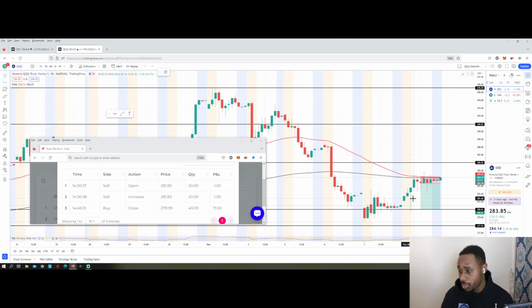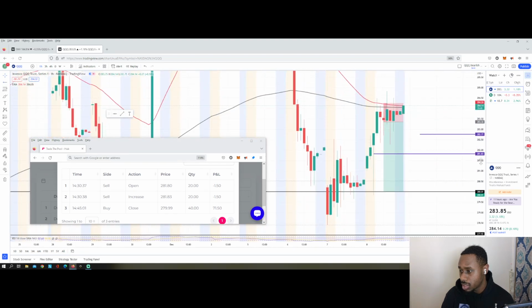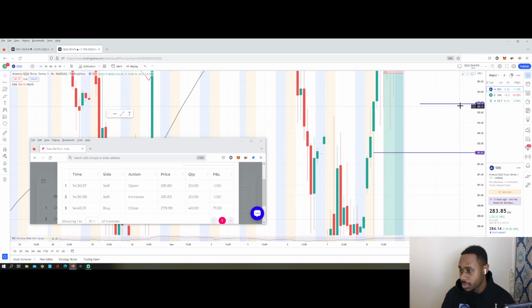281.83. So this was an entry, and I could see it actually going down during the day. The other entry was 281.80. So it's very, very close there. I'd have to extend this up to create some difference. So 281.80. These were my two entries.